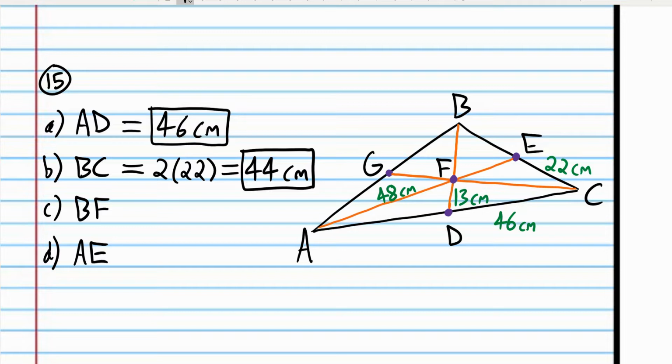Let's see, BF. FD is 1/3 of the length of the median, and BF is 2/3. 2/3 is just twice 1/3, so 2 times 13 is equal to 26 centimeters. So if you got 26 centimeters, good job.